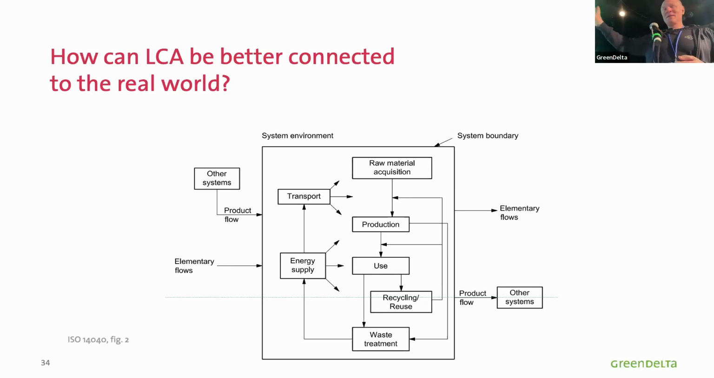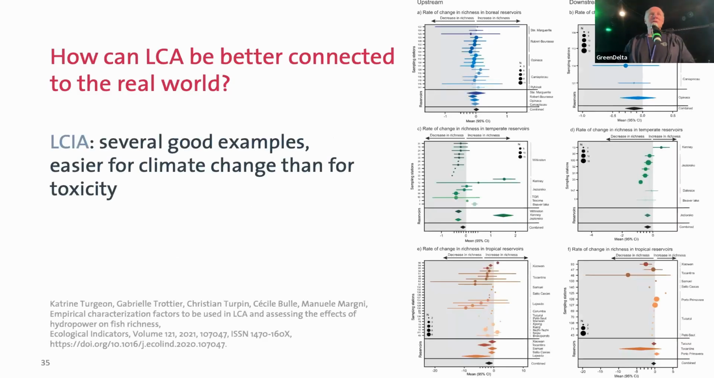But you can imagine that there are different elements and aspects that could be linked to reality, and I have some examples. First, impact assessment is maybe in a way easier if you do this on a lab scale, or on a smaller scale at least. There are several good examples. Climate change has received a lot of attention, but there are also examples growing for other impact assessment methods and categories, and I think this is good.